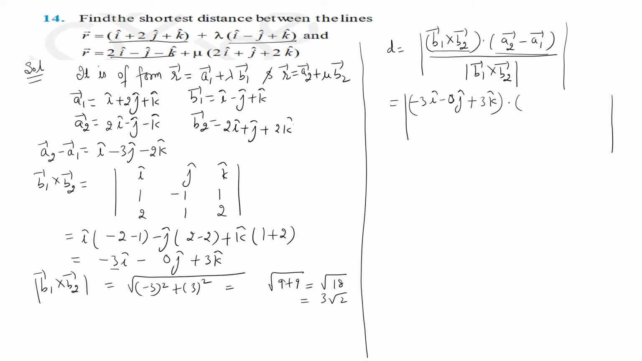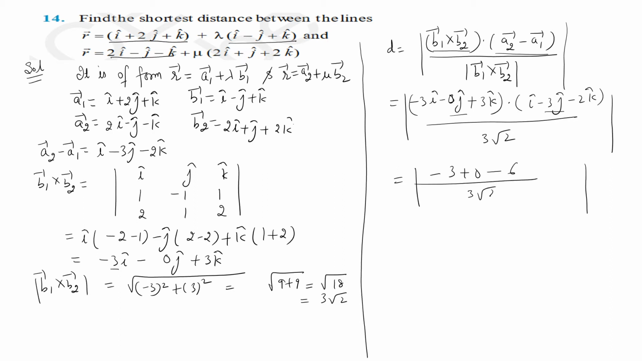So dot e2 minus e1 is i minus 3j minus 2k upon 3 root 2. In the numerator, this is minus 3, this is 0. It's better you write 0j here, so that there is no calculation problem, and minus 6 upon 3 root 2.